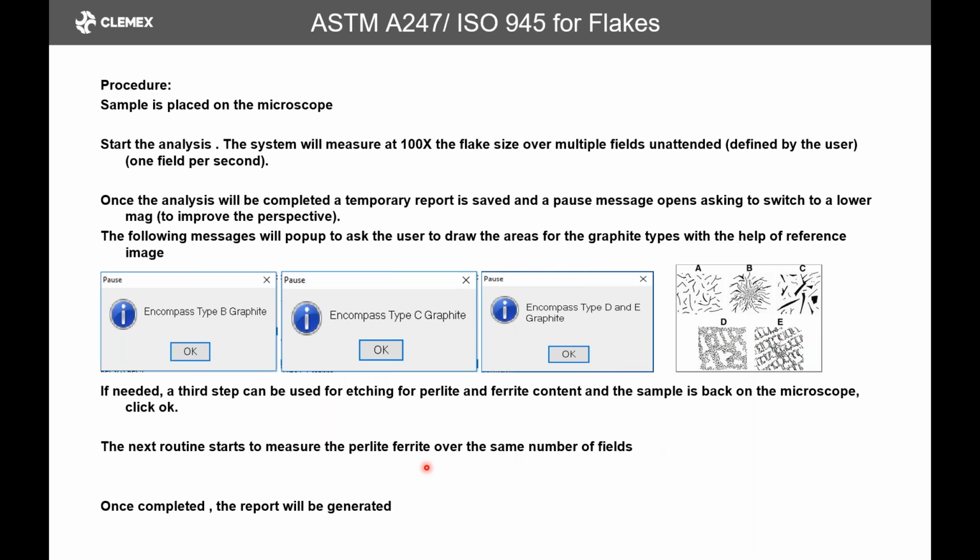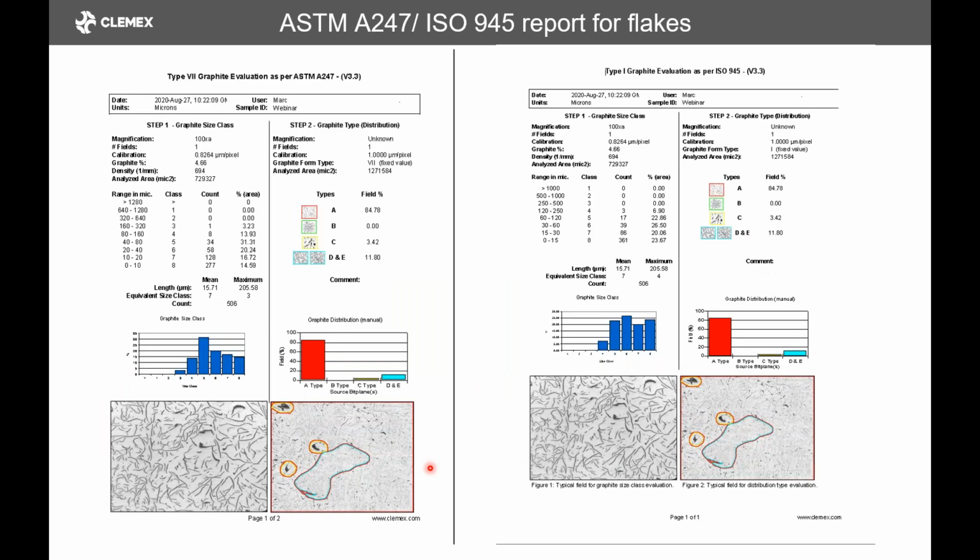You could also do the pearlite ferrite here. So this is what the reports look like. So again, all you need to do is just put your sample on, have it measure the flakes, and then you circle the areas that are representative of the different types. And it will make the calculation. Again, in 945, it's similar. It's just that the range is a little different, and whatever is A, B, C is just inverted.